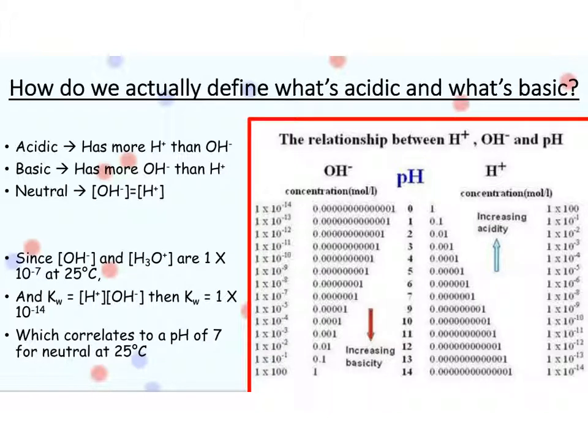And since at 25 degrees, the OH minus and the H3O plus ions are both 1 times 10 to the negative 7th, and we know that KW, the equilibrium constant for the dissociation of water, is concentration of H plus times OH minus, then KW is 1 times 10 to the negative 14th. So that's going to relate to a pH of 7 for neutral at 25 degrees Celsius.